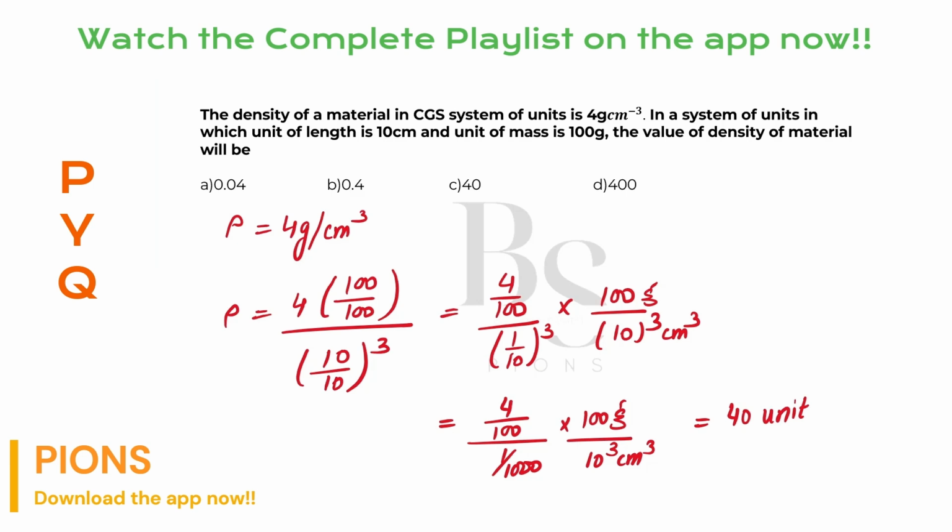So let me repeat the whole scenario. Our density here is 4 gram per centimeter cube. Initially, we are changing the CGS system into the new system. In the new system, length is 10 centimeter, one unit is 10 centimeter, and unit of mass is 100 gram. So I rationalized it with 100 grams up and down. And since centimeter is in the denominator, we rationalize it with the 10, because 10 centimeter is given in the question. So up and down we rationalized it. Now I separated the given unit, which is as per the question, and the remaining term will be our new value of density in the new unit system, because this is our new unit. Clear it is?